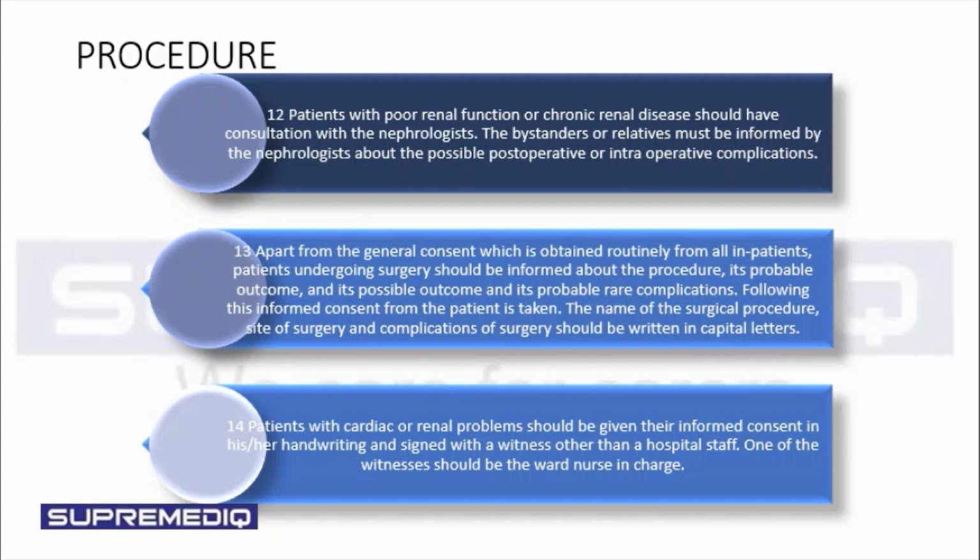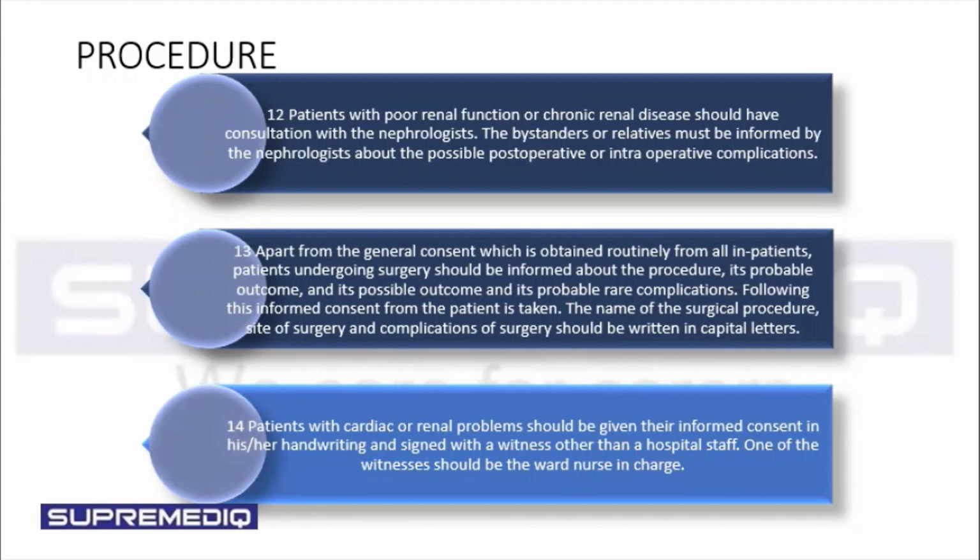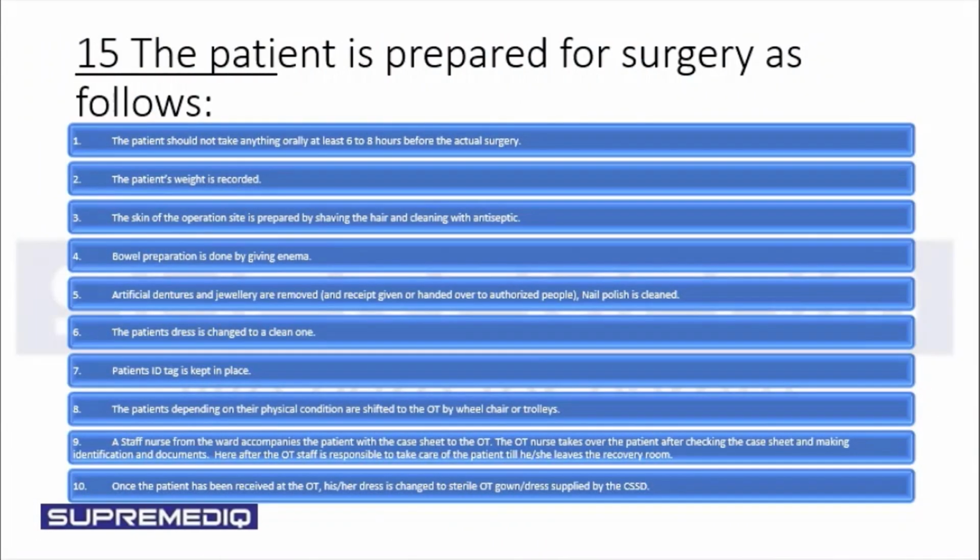Following this, informed consent from the patient is taken. The name of the surgical procedure, site of surgery and complications of surgery should be written in capital letters. Patients with cardiac or renal problems should give their informed consent in their own handwriting and sign with a witness other than a hospital staff. One of the witnesses should be the ward nurse in charge.